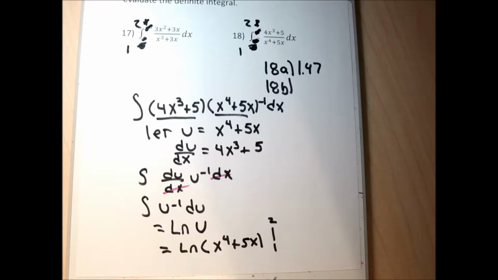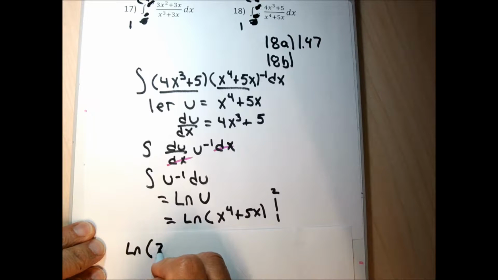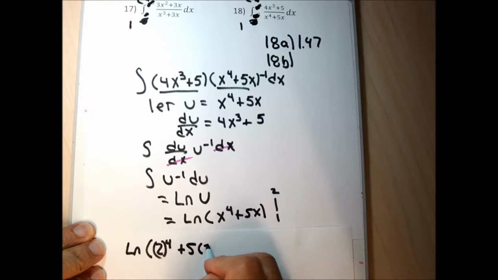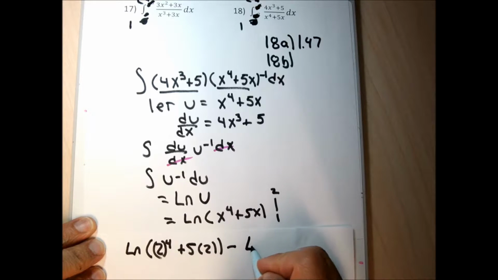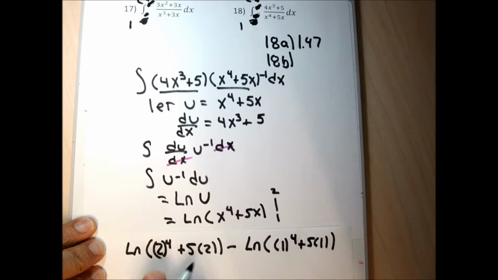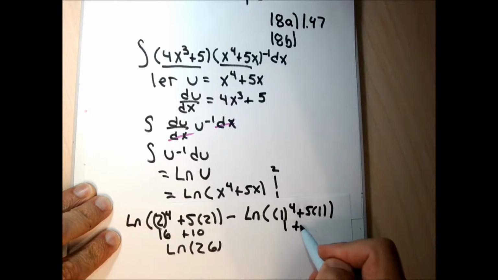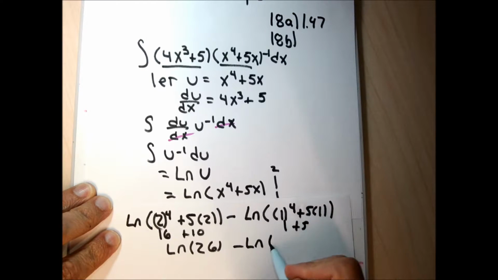That's going to force me to plug 2 and 1 in for these. First I'm going to plug 2 in. So I'm going to do the natural log of 2 to the 4th plus 5 times 2 minus the natural log of 1 to the 4th plus 5 times 1. I'm afraid to enter this on my calculator so much. This is 16 plus 10. So that piece is going to be the natural log of 26. And this is 1 plus 5. That's going to be minus the natural log of 6.